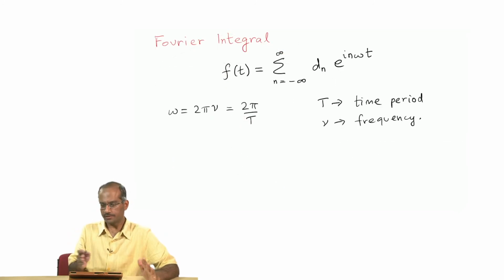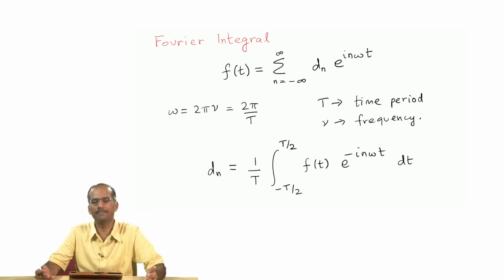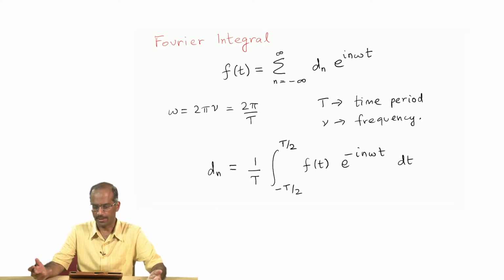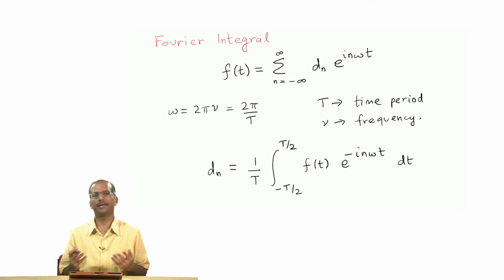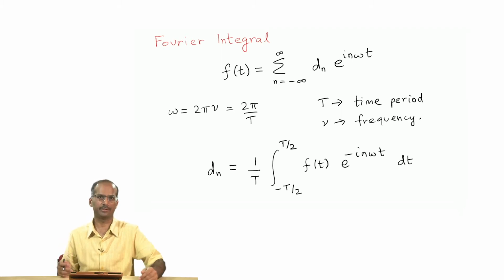If f of t is written as a Fourier series like this, what would d n be? Simply multiply by e power minus i m omega t on both sides and integrate it over time. You will see that on one side only when n and m are equal would there be a non-zero contribution, and hence we will get this result.